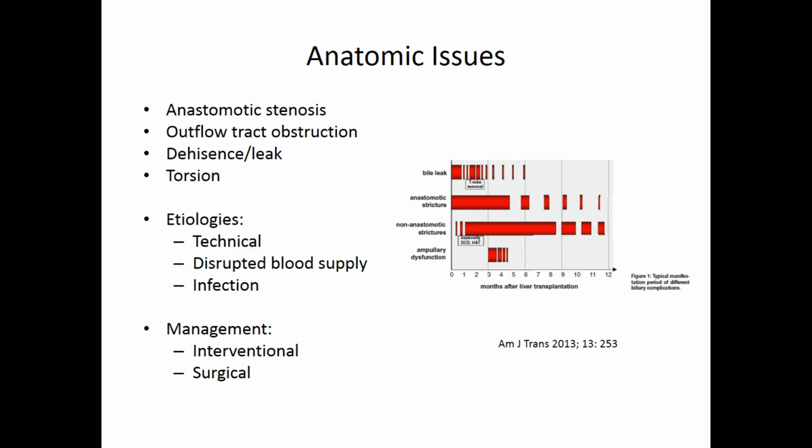The potential etiologies for anatomic issues include technical disruption, a disrupted blood supply, which contributes to ischemia at the anastomotic site and in other areas, as well as the development of infection. Management of anatomic issues includes potential interventions such as dilations and stenting, and occasionally surgical revision of the anatomic abnormality.